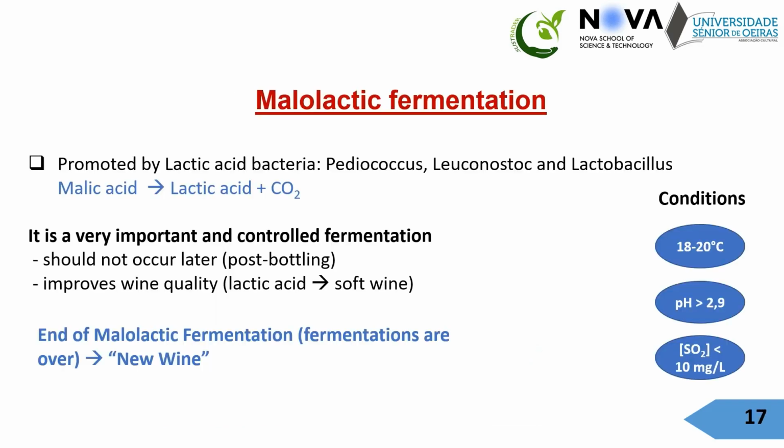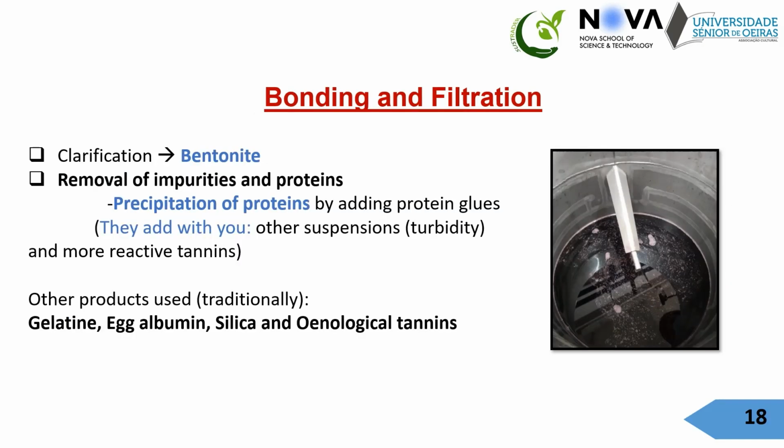The last phase of fermentation is the malolactic fermentation, where lactic acid bacteria transform malic acid into lactic acid, making the wine softer, occurring at a lower temperature than the alcoholic fermentation phase. By the end of all fermentations, the must will pass through a fining and filtration process, using products like bentonite for clarification, and Protect Boost to remove impurities and proteins, removing turbidity.